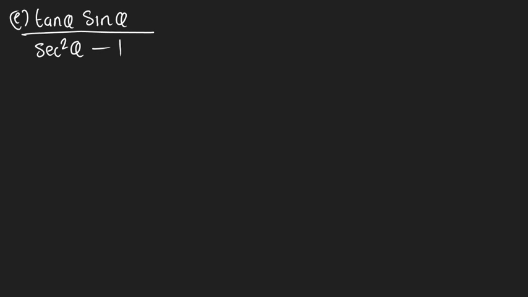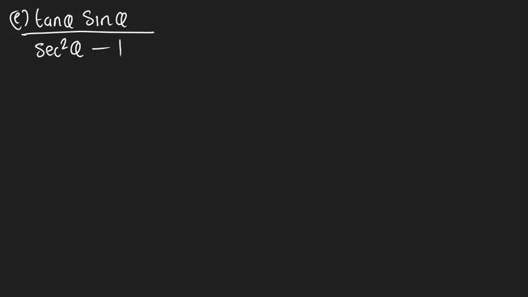Then secant squared theta minus 1. So E is actually tan theta sine theta over secant squared theta minus 1, right? Now look at this. Just one trig identity, and we solve this question. It looks complicated, but actually my eyes are able to see how simple it is.